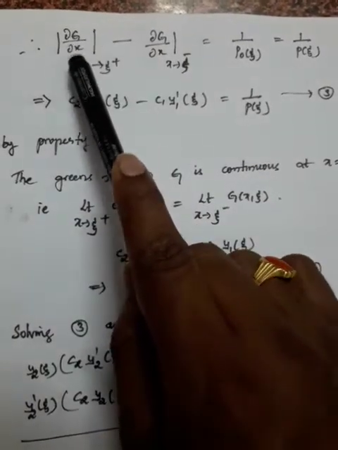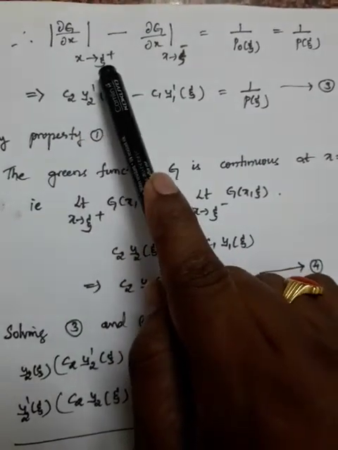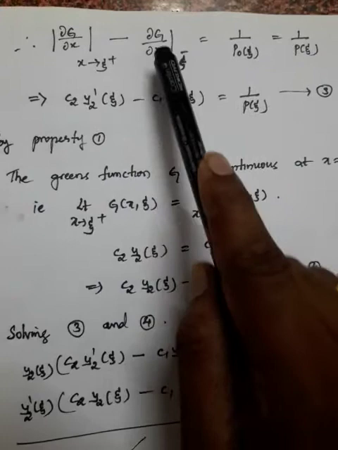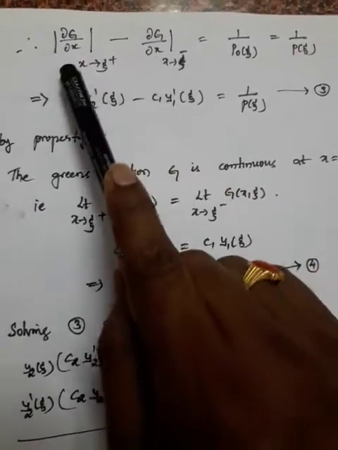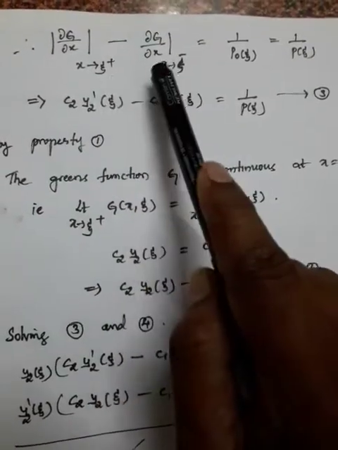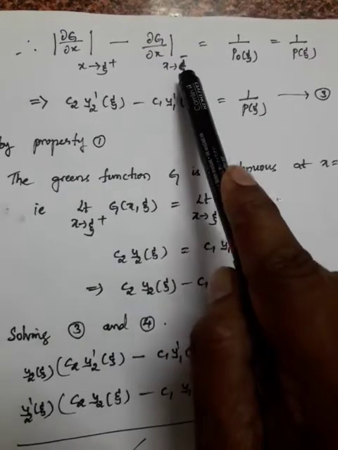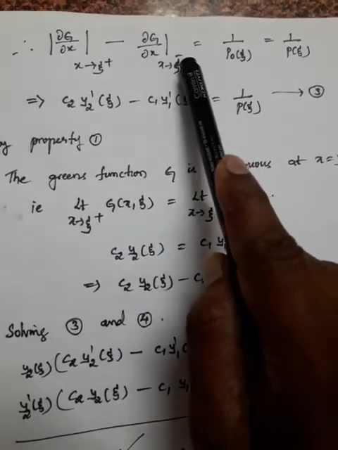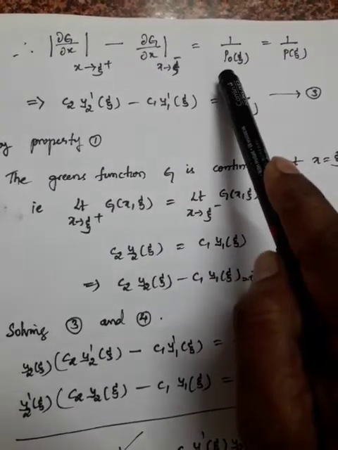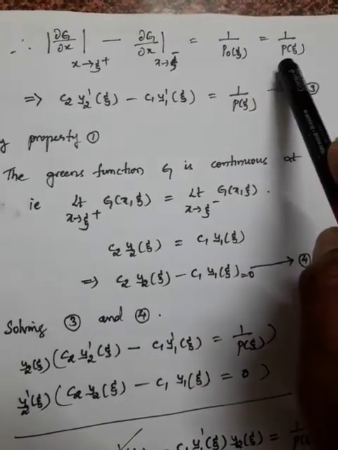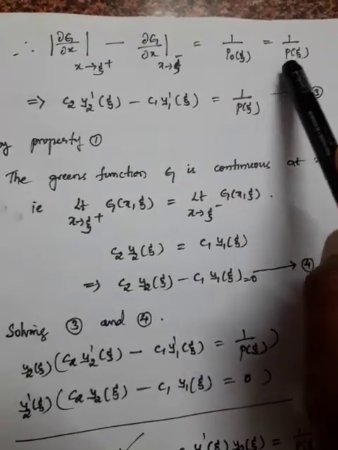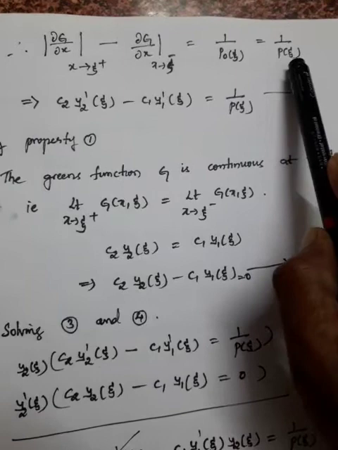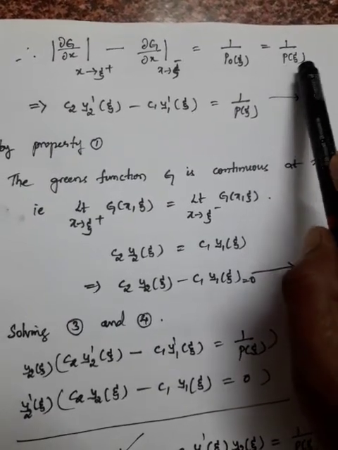So ∂g/∂x as x tends to ξ plus minus ∂g/∂x as x tends to ξ minus is nothing but equal to 1 by p naught of ξ, that is nothing but p of ξ. This p of ξ is nothing but the coefficient of the highest derivative of the given differential equation.